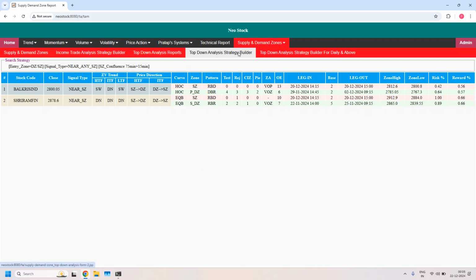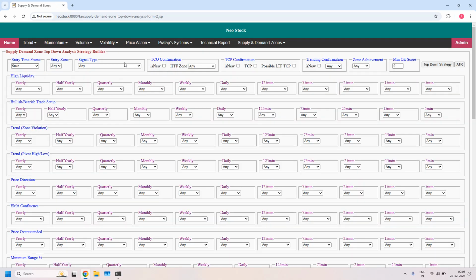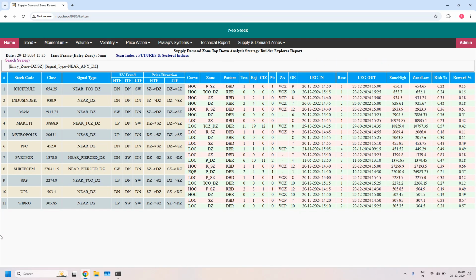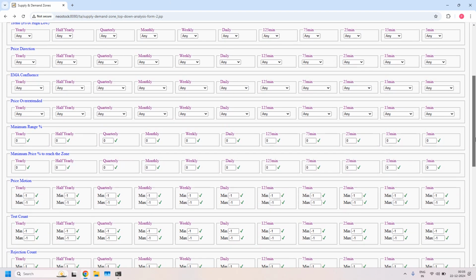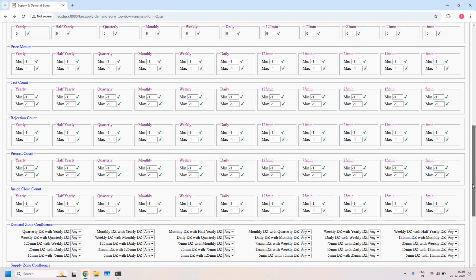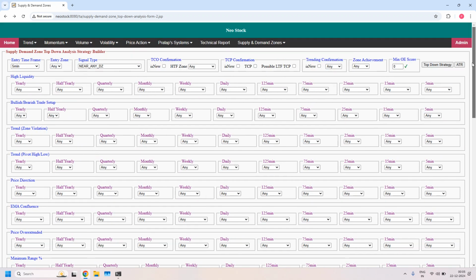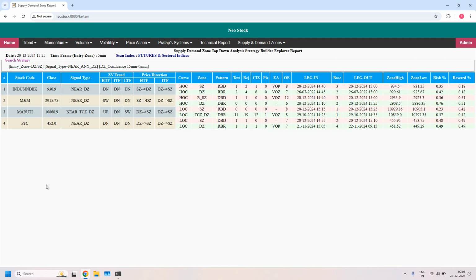Okay, next time frame is 5 minutes. Stocks near 5 minutes demand zone. We got 11 stocks. Out of these 11, how many are having ITF demand zone confluence? That is 5 minutes demand zone with 15 minutes demand zone confluence. So I am enabling that filter. So with this filter, we got 4 stocks. Out of these 4, third one is invalid because it is having a pierced zone.